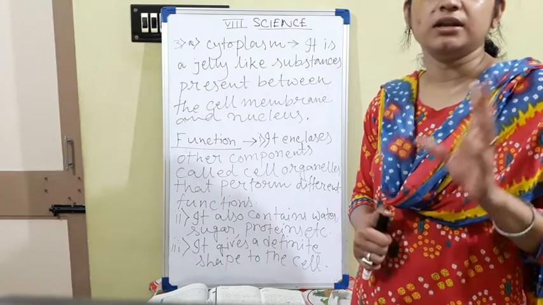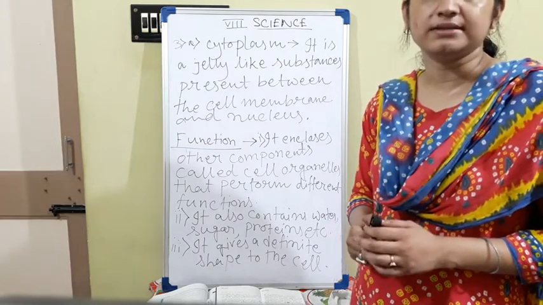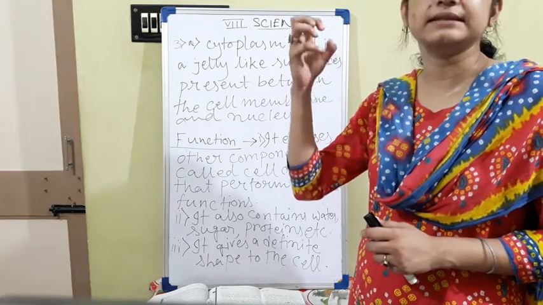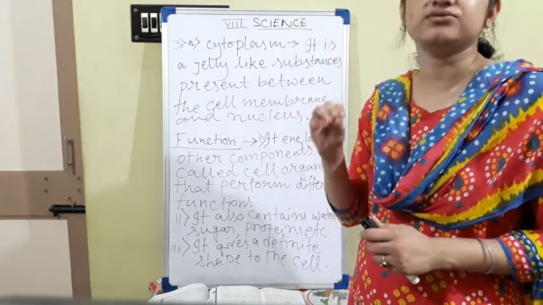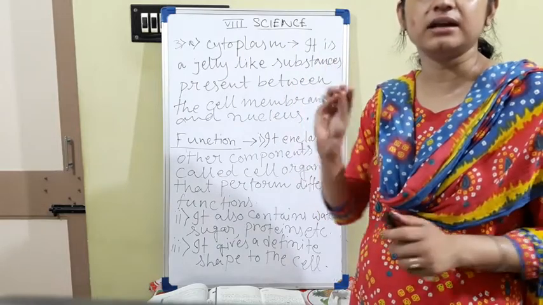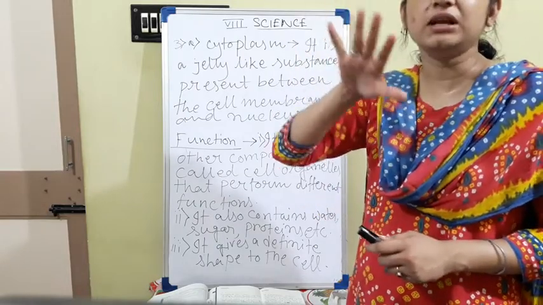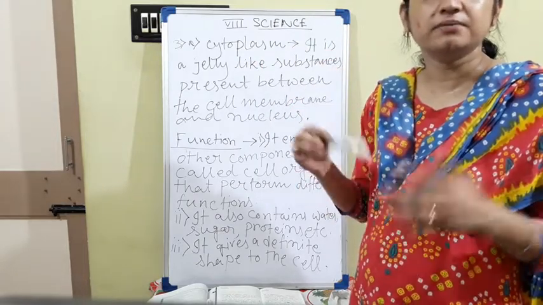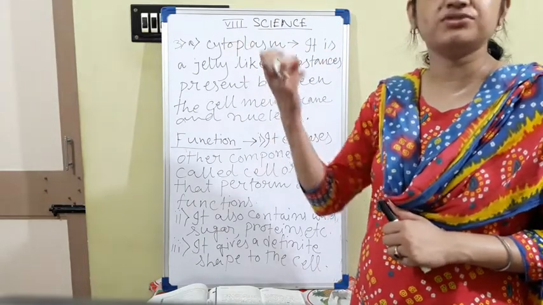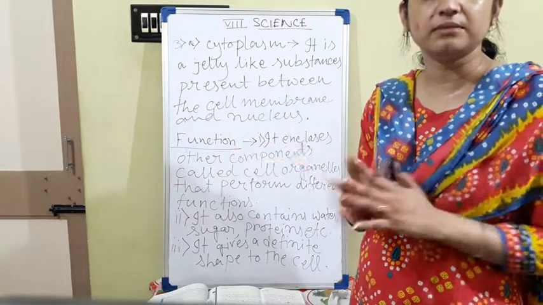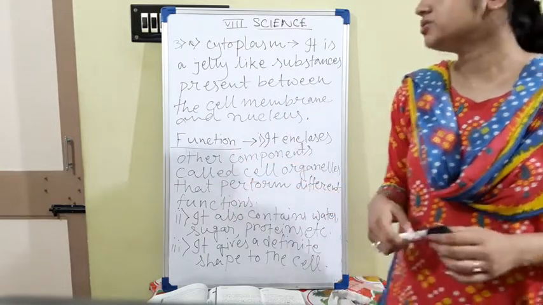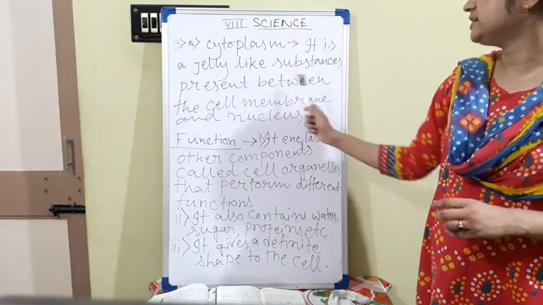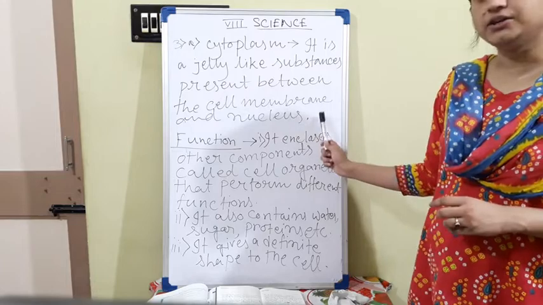And another one, it gives a definite shape to the cell, where this cytoplasm is present. So for that reason the cell is swollen. There is a spherical structure or any structure that is given by the cytoplasm, which fills the space between the cell membrane and nucleus. If cytoplasm is not present, the cell will shrink, there will be no definite shape, and the cell cannot survive. Okay, so cytoplasm is a jelly-like substance present between the cell membrane and the nucleus.